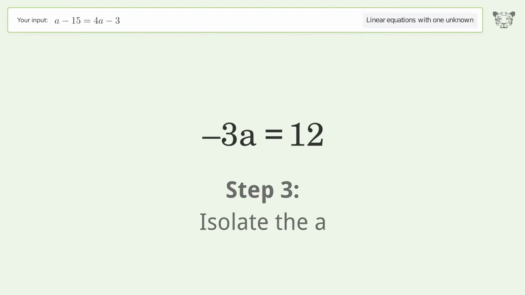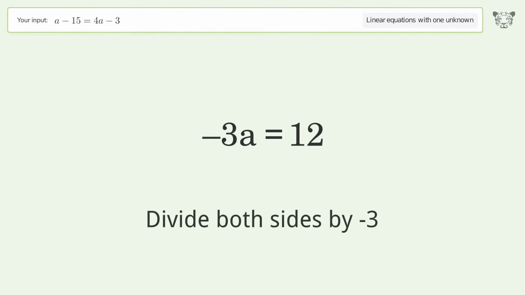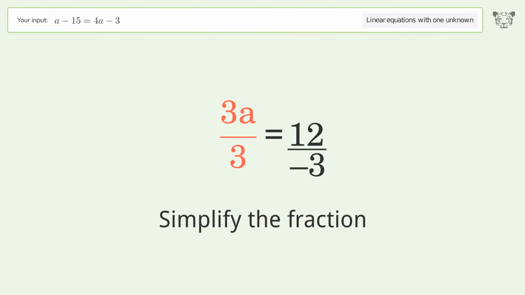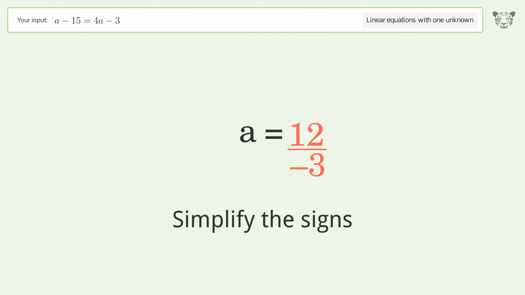Isolate the a. Divide both sides by -3. Cancel out the negatives. Simplify the fraction. Simplify the signs.